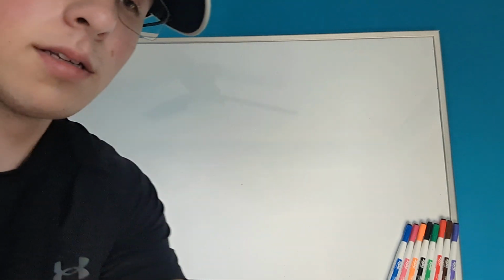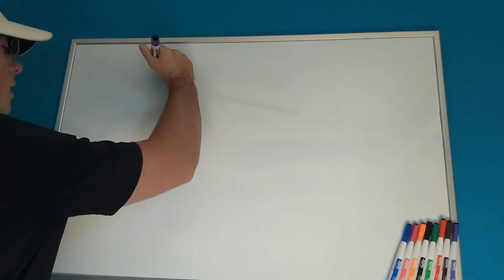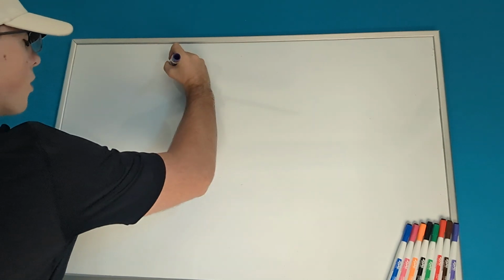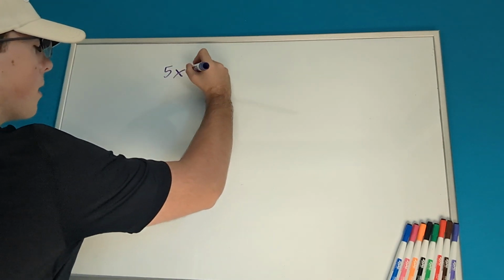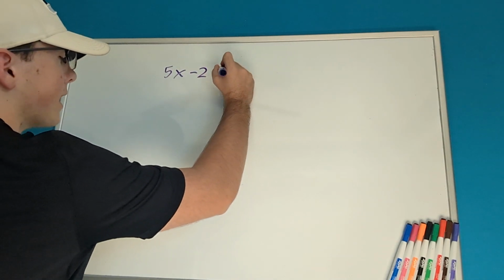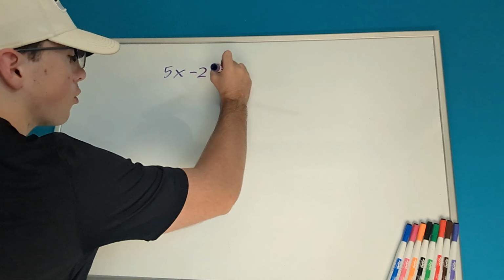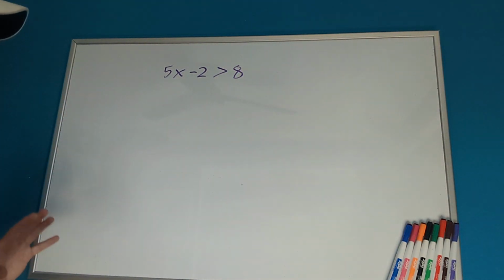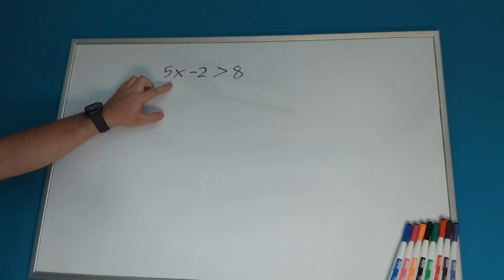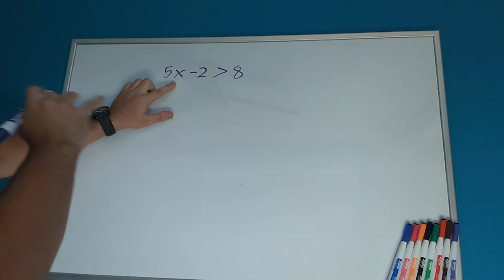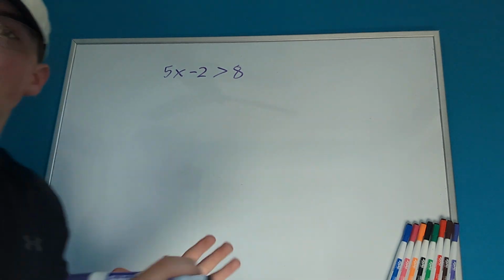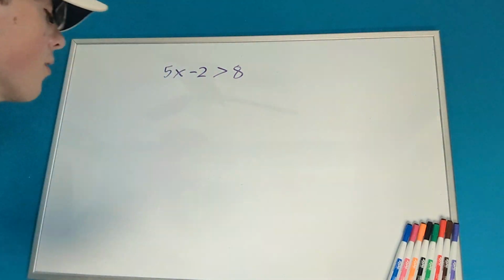Then let's change it to 5x minus 2 is greater than 8, okay? So now, once again, we're wondering, which values for x can we put in to multiply times 5 and subtract 2, where it'll always be greater than 8? That's what we're trying to figure out here.